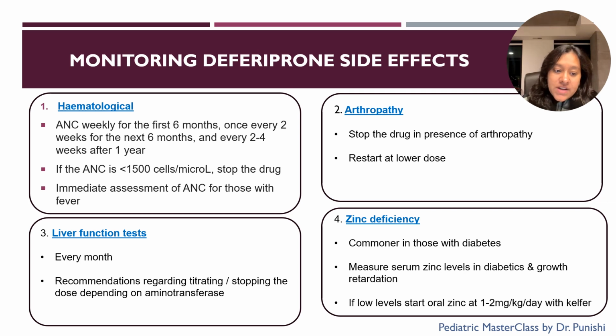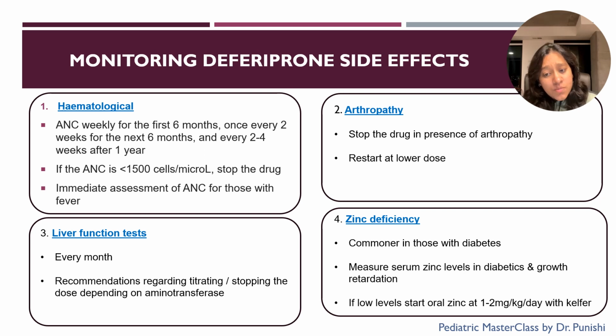If at any point of time the ANC falls below 1500 cells per microliter, that warrants stopping Kelfer, and those patients who have fever should immediately be assessed for the absolute neutrophil count to see if they have agranulocytosis or neutropenia, because it is a common complication of using deferriprone. So fever in a patient who is on Kelfer should not be just ignored, and ANC is a must for these patients who ever develop fever.